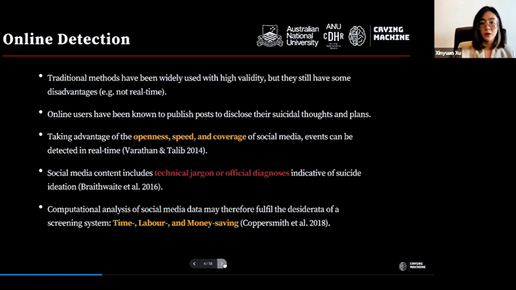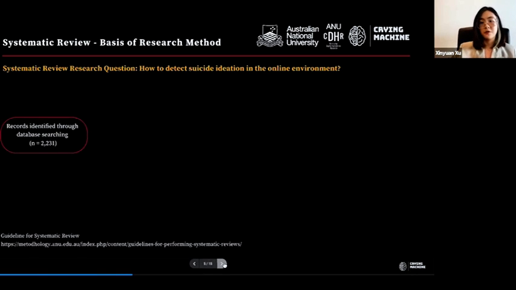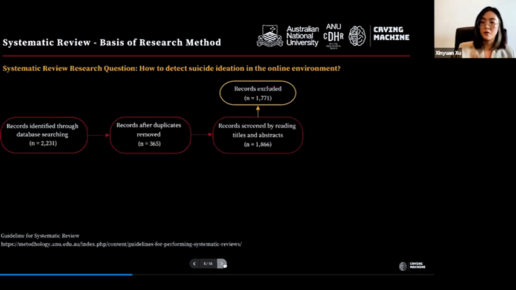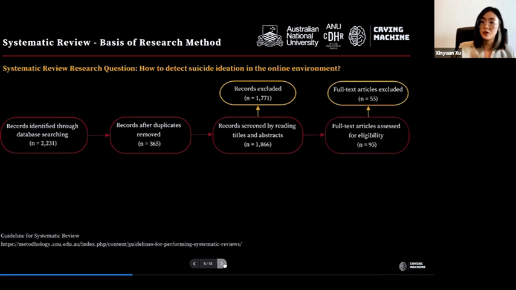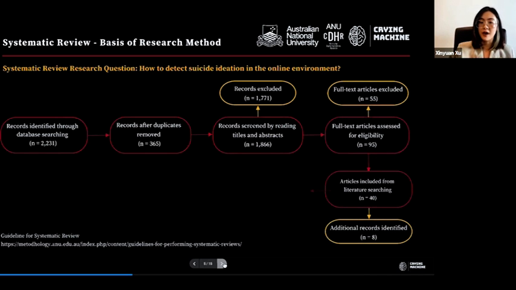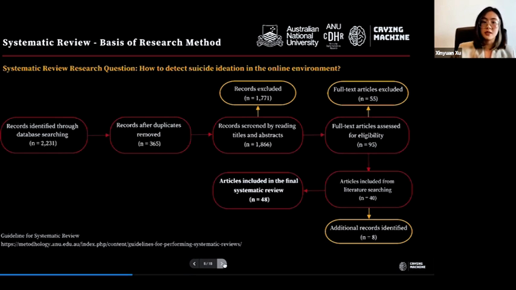To construct a robust and reliable methodology for carrying out this project, I conducted a systematic review that focuses on summarizing the methods for detecting suicide ideation in the online environment. This systematic review has been accepted by IEEE. It extracted more than 2,200 articles based on search strings built around the keywords suicide, detect, and online. I finally selected 48 related studies and summarized their method.